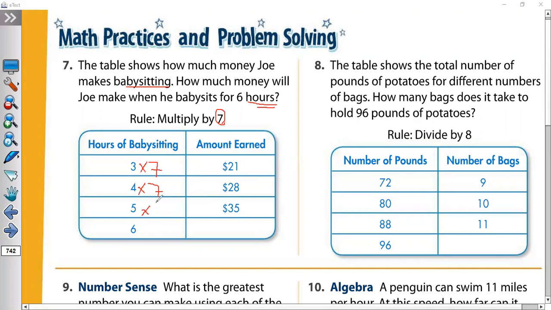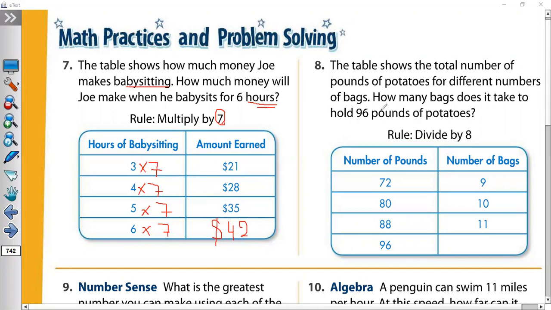5 times 7 is $35. What about 6? 6 times 7, who can tell me? 6 times 7 is 42. Excellent. So 6 by 7 is $42.